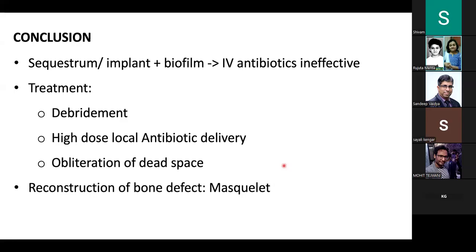So to conclude, remember what is the pathophysiology of chronic osteomyelitis? It is sequestrum or implant plus biofilm, and that lethal combination makes IV antibiotics absolutely ineffective. Treatment should be a combination of debridement plus high dose local antibiotic delivery plus obliteration of dead space. And if at all there is a bone defect, then you probably need to reconstruct it, where Masquelet is, I think, a pretty useful technique and has proved very good in our hands. Thank you so much.